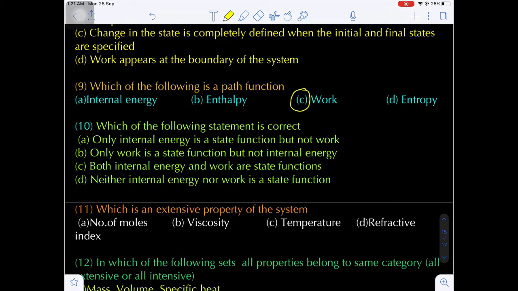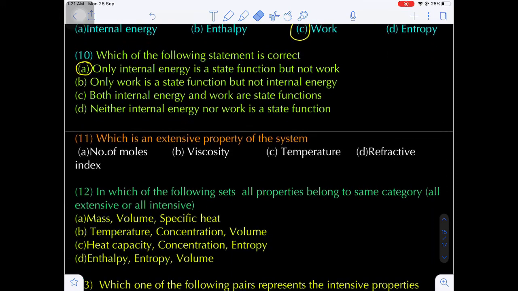Next, which of the following statements is correct? Only internal energy is a state function but not work. Here, internal energy is a state function but not work. This option will be absolutely correct. If you see the remaining options: only work is a state function, incorrect. Option C, both internal energy and work are state functions, incorrect. Neither internal energy nor work is a state function, no. Internal energy is a state function, but work is not a state function. So finally, we can conclude the correct option here is option number A, the first option.